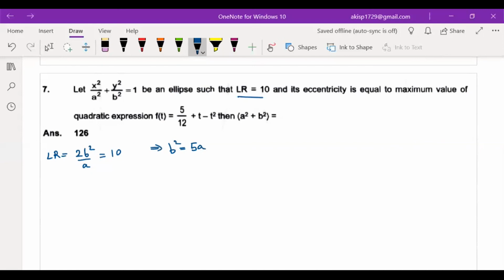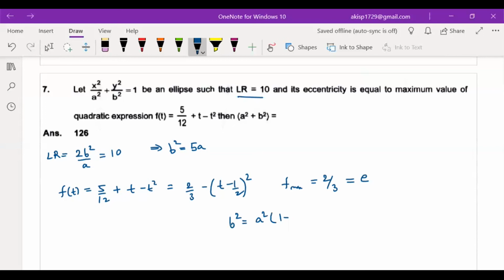So we want to find the max of this f of t, which is 5 by 12 plus t minus t square. We can complete the square of this expression and rewrite this as 2 by 3 minus t minus half whole square. So we can see that f max is nothing but 2 by 3 only, which is given to us as the eccentricity of the ellipse. So we have e here, and we want a square plus b square, but we also know b square in another way as a square into 1 minus e square. So we have it as a square into 1 minus e square, which is 4 by 9. But b square we have already said is 5a. So this gives us the value of a itself. So this implies a is just 9.